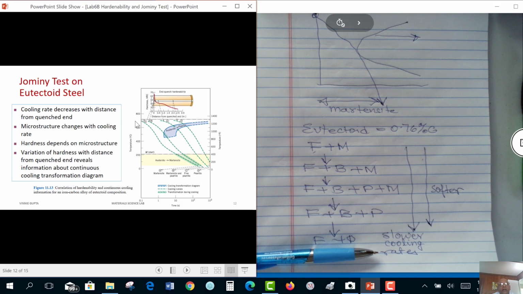So what is happening here? If this is our quenched end, this undergoes fastest cooling. So you can see it can form martensite. Farther away, it can form martensite and pearlite. Yet farther away, it will form slowest cooling rate. It will form all pearlite. So of course, we are going to have different hardnesses. And this is our hardness profile, this red curve. So this red curve is a plot of hardness versus distance from the quenched end.